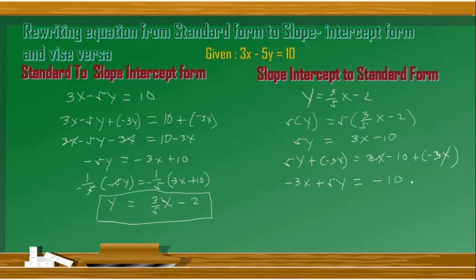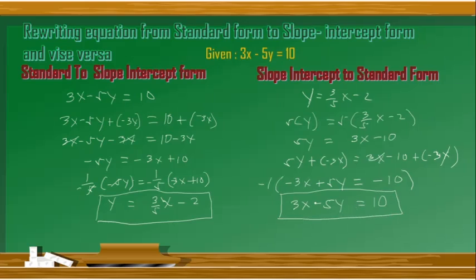Okay. So actually the result is already in the form of the standard form. But the problem here is our term which has the x value is negative. So we must transform this one to positive by multiplying both sides by negative 1. So negative 1 times negative 3, that is 3x. Negative 1 times positive 5y, that is negative 5y. Then negative 1 times negative 10, that is positive 10. So this is now your answer.